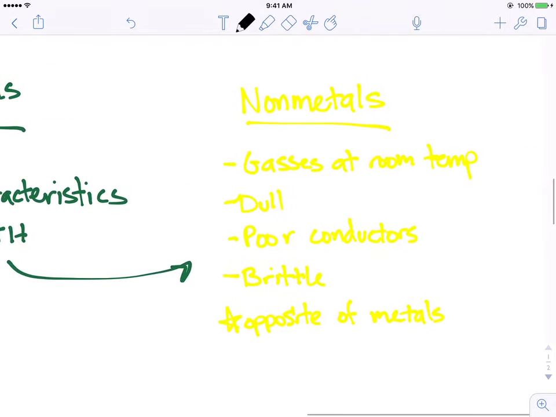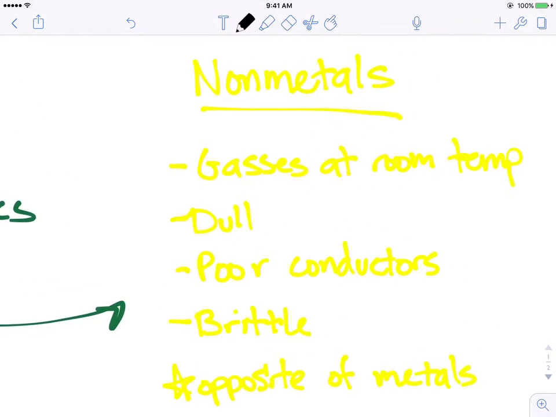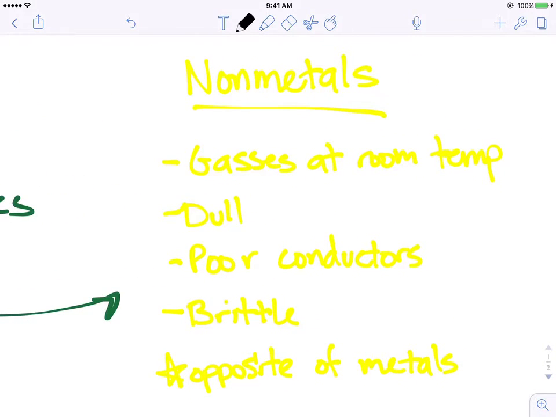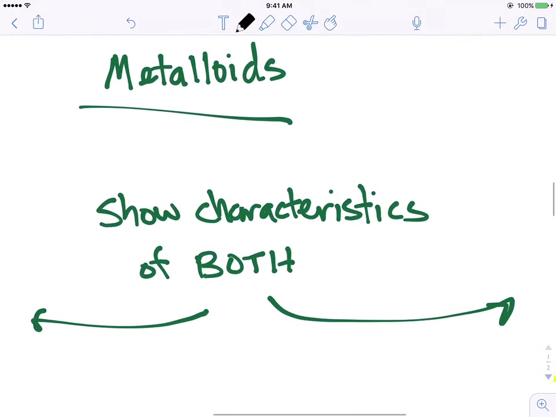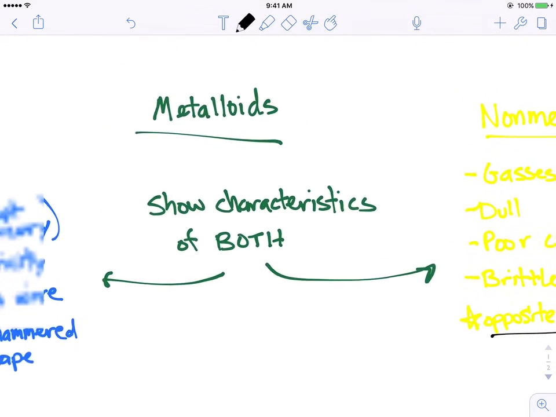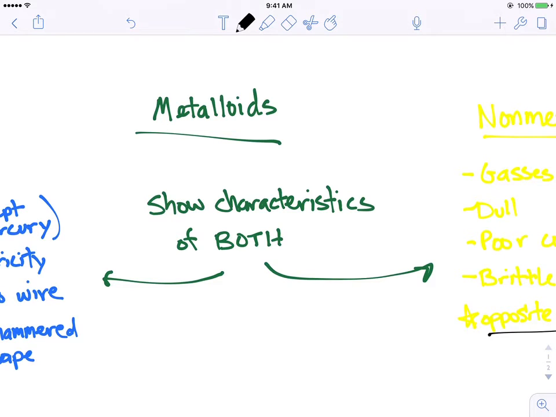Nonmetals, on the other hand, are gases at room temperature, and they're dull. They're not shiny. They're very poor conductors, so you wouldn't use them for electricity purposes. They're very brittle, and really all of these characteristics are kind of just the opposite of what you see in metals. Metalloids, because they're sandwiched in between metals and nonmetals, actually can show characteristics of both. It depends on which metalloid you are looking at.